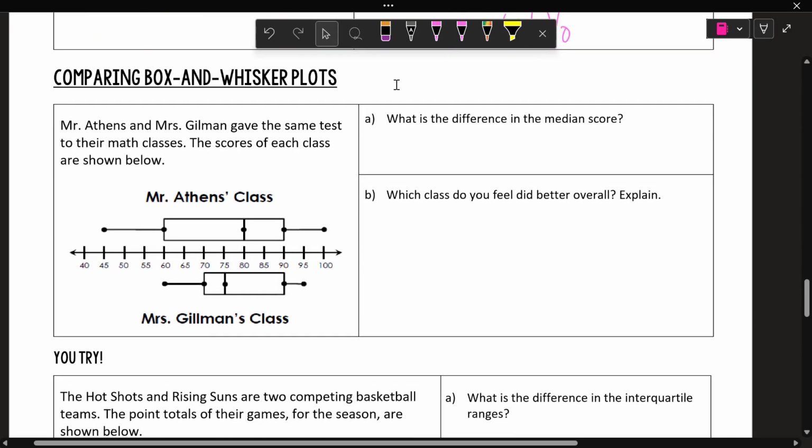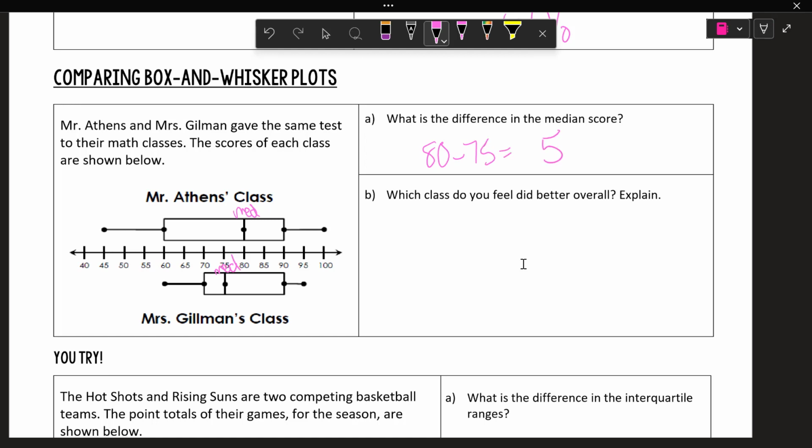Now comparing box and whisker plots, the whole reason that we have this. So Mr. Athens and Mrs. Gilman have their classes, they gave the same test, and the scores are here. What is the difference in the median score? Well, again, median is where the middle of the line in the box is. So Mr. Athens looks like it's 80. Mrs. Gilman is 75. So the difference is 5. 5 points or percentage points, I'm not sure.